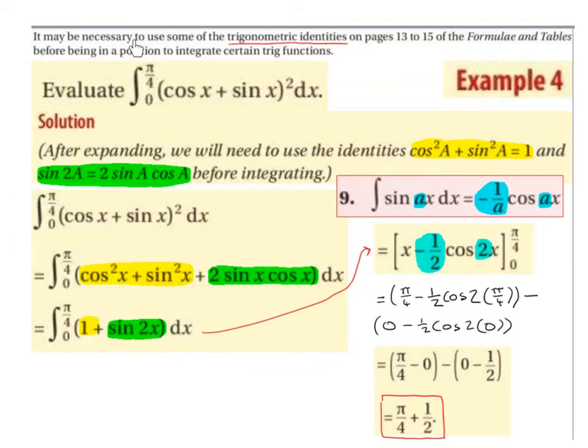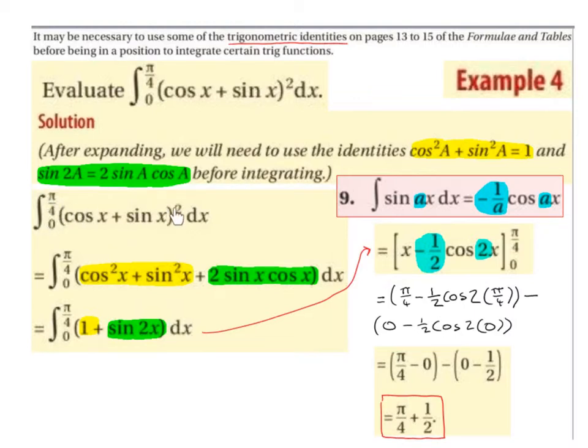It may be necessary to use some of the trigonometric identities on pages 13 to 15 of the formulae and tables before being in a position to integrate certain trig functions. So evaluate the integral of cos x plus sine x squared dx between the limits pi over 4 and 0. After expanding, we will need to use the identities cos squared a plus sine squared a equals 1 and sine 2a equals 2 sine a cos a before integrating. So the integral of cos x plus sine x squared dx between the limits pi over 4 and 0.